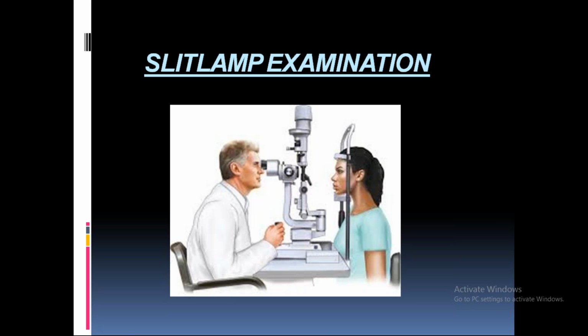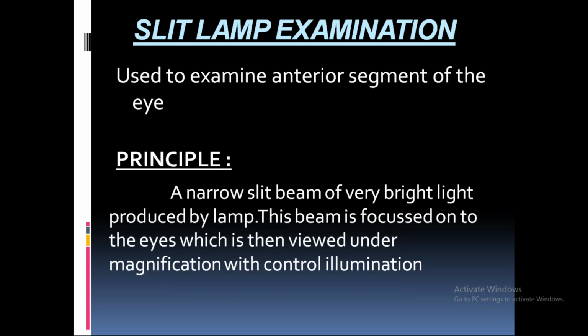The third investigation is slit lamp examination. It is used to examine the anterior segment of the eye. The principle is a narrow slit beam of very bright light produced by the lamp. This beam is focused onto the eye, which is viewed under magnification with controlled illumination.